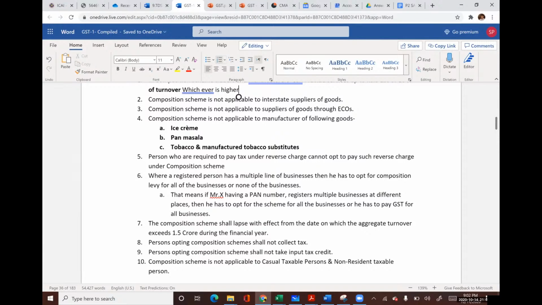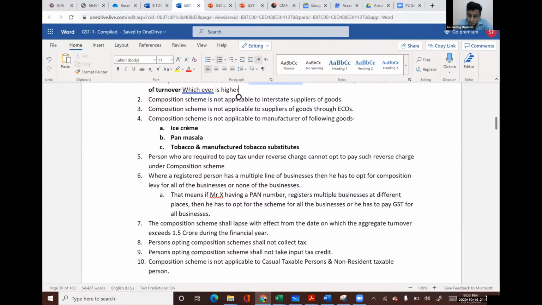Persons opting composition scheme shall not collect tax. That means what? For example, Accountingminds is selling books, let's assume, and you guys buy books. On the book, when I give you a bill, 50 rupees book plus GST, I cannot put that. I will charge the customer whatever I will charge. On the total sale, I will have to pay GST. That's all. I should not show anything to the customer saying that this much is the GST. Are you getting it or not?